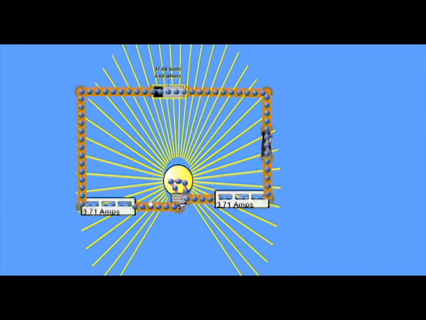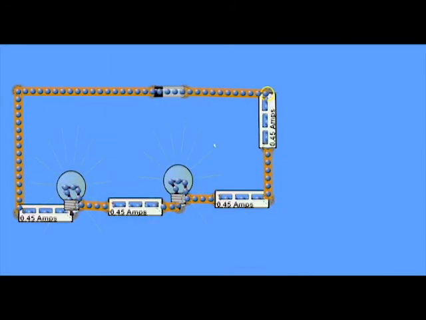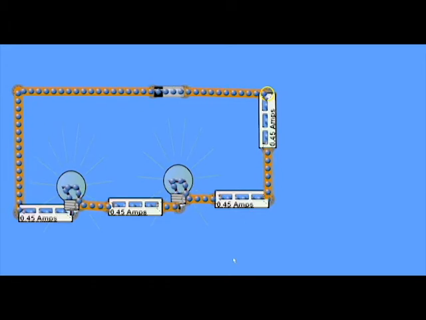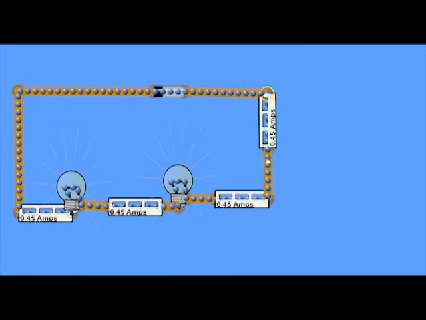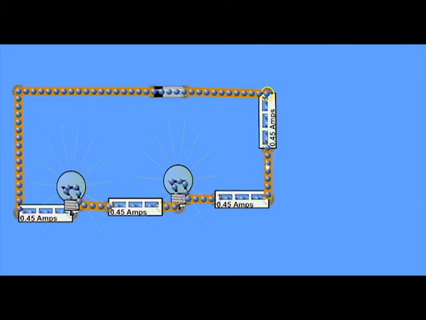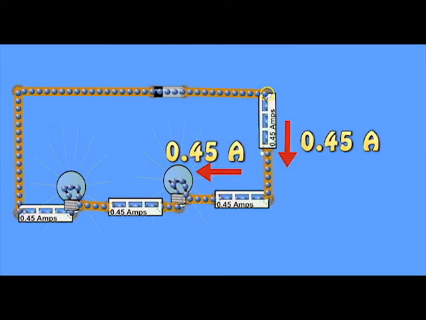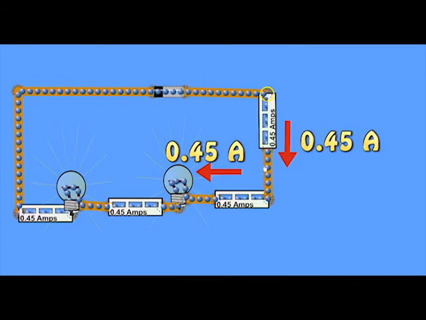I've put together a circuit with two bulbs and with 4 ammeters, and it doesn't matter whether we consider the bulb to be the point or whether we consider a section of wire to be that point. The current entering the point is always the same as the current leaving the point. So in this little section of wire, there's no bulb here. We have 0.45 amps entering and 0.45 amps leaving.